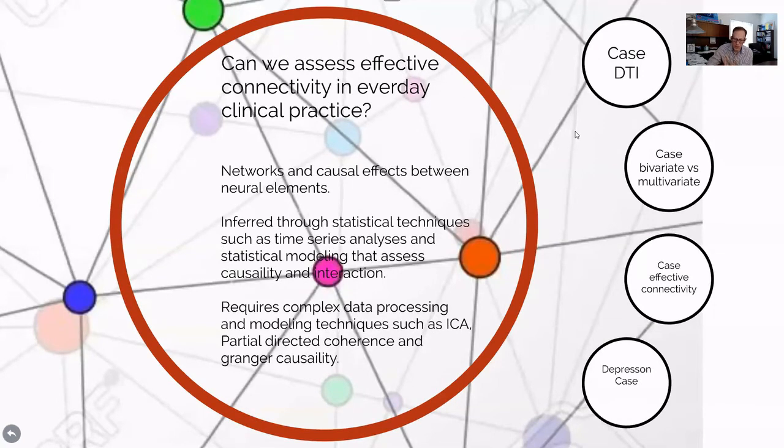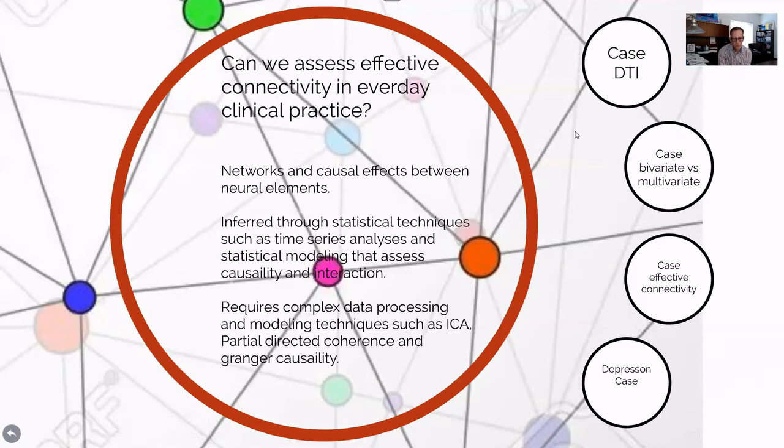So once we understand this, can we now actually assess effective connectivity in everyday clinical practice? With the person in front of us, can we measure their EEG and get these measurements that will help us understand these systems better? Well, I hope the answer to that is yes. And that's what we'll be talking about in our last few minutes here and in part 2 next week.